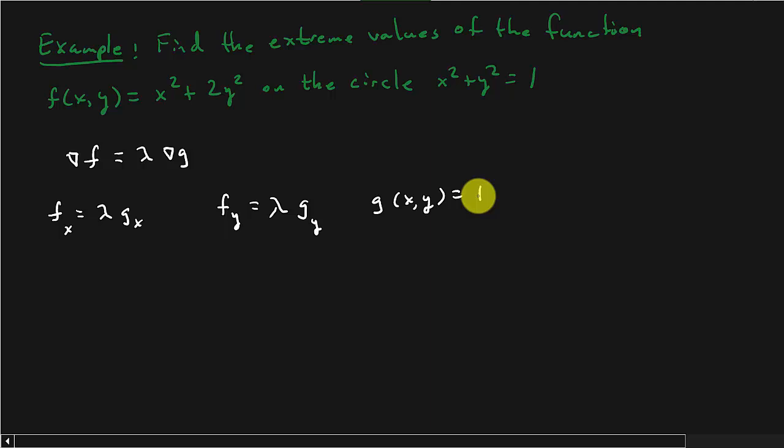All right, so let's see what we have here. We have 2x is equal to 2x times lambda. All I did was take the partial of f with respect to x, the partial of this with respect to x, and that's 2x.